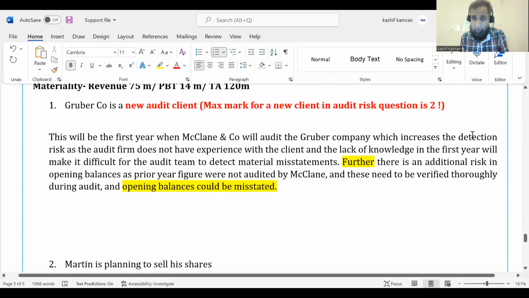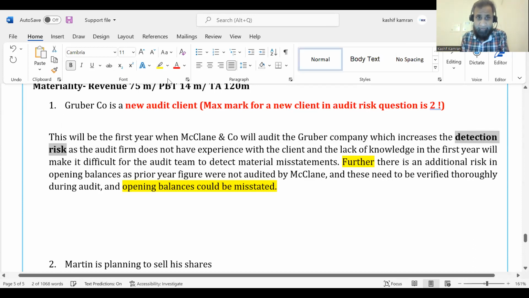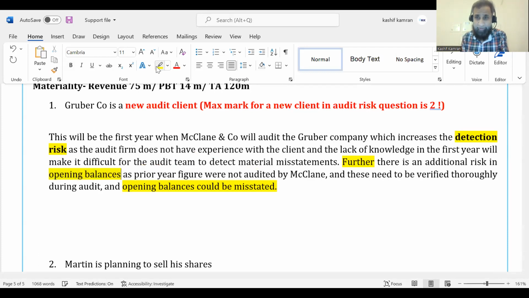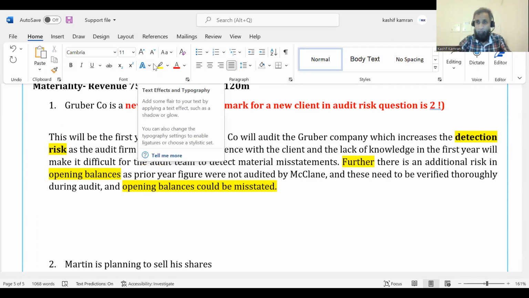even though you write a risk of opening balances and you write a risk of detection. So you say, oh, I have written 2 risks, detection risk, and I've written the risk in the opening balances. But the examiner will only reward you maximum 2 marks because the marking scheme says there is only maximum 2 marks for a new audit client. I hope you're clear with that.